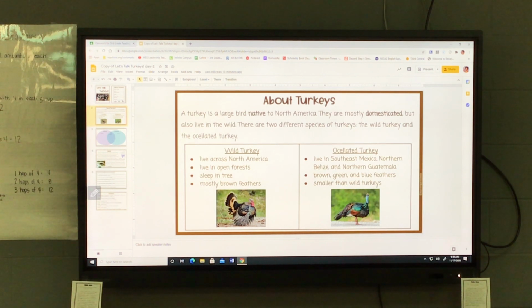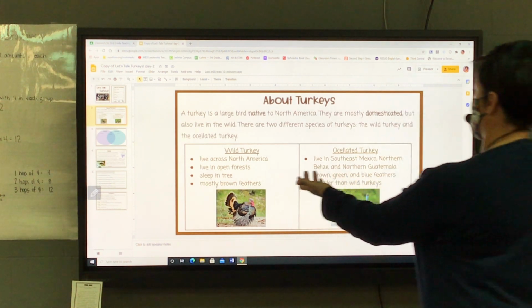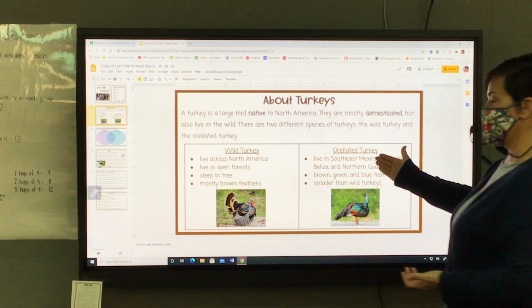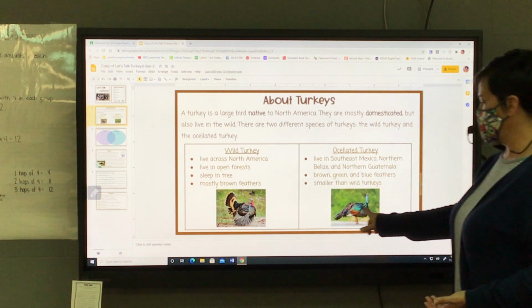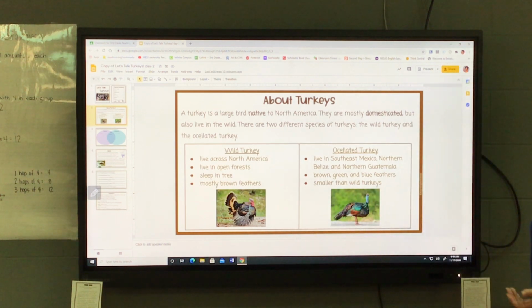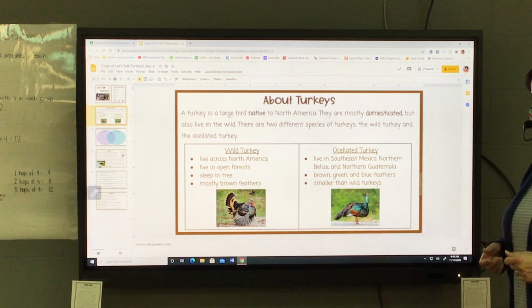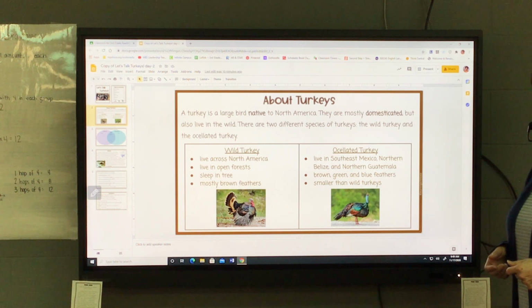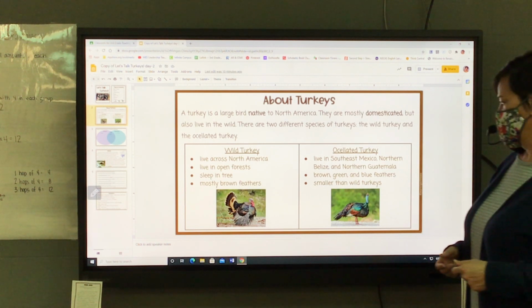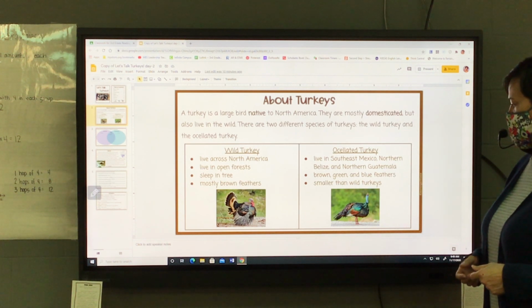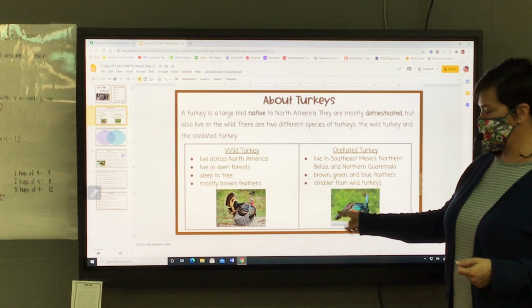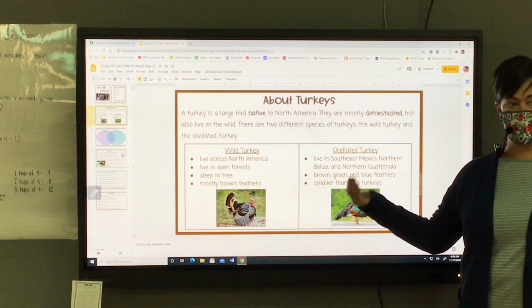So now they're breaking it down. On the left, what are we going to be reading about? The wild turkey. And over here on the right, the ocellated turkey. Do they look the same? No. Or do they look a little bit different? A little bit different. The other one doesn't have as many feathers that pop up. Okay, or maybe those do pop up. They're just not popped up in this picture.